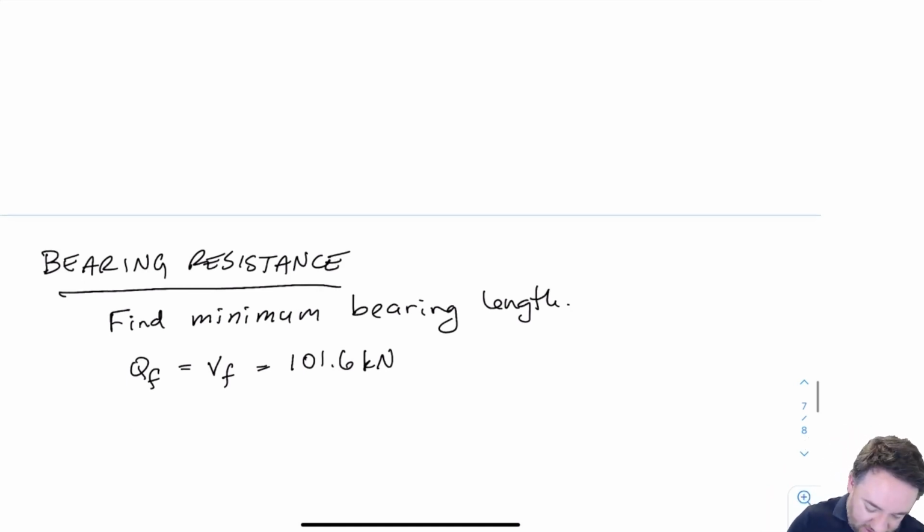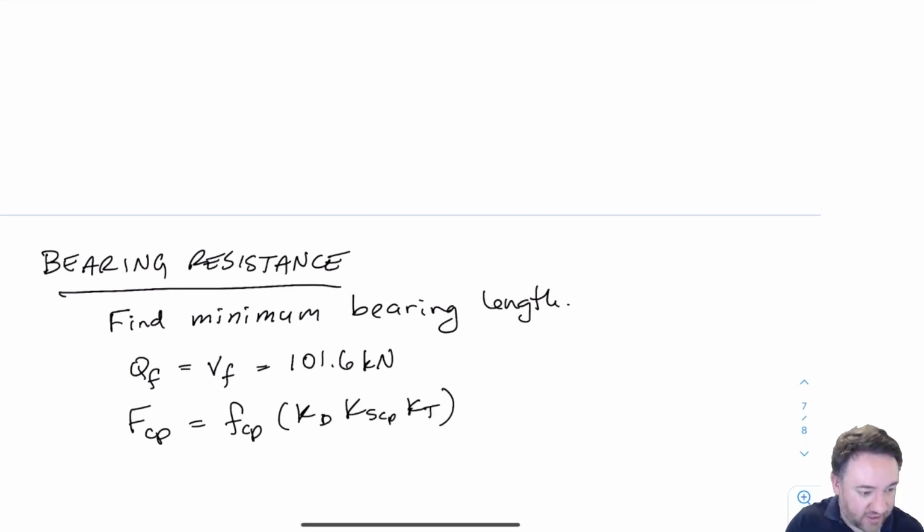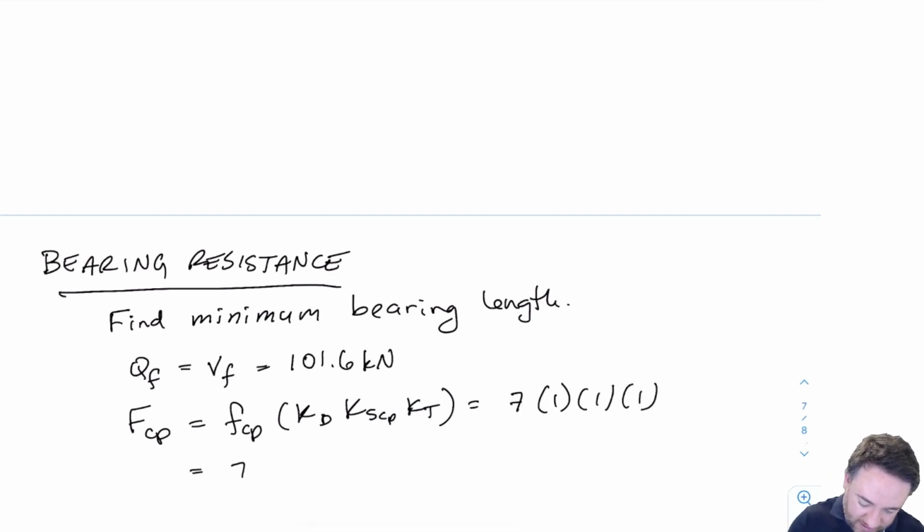Our capital FCP was small FCP times KD times KSCP times KT. I don't have a system factor here, as there's no such thing as a system factor for bearing. And so this is 7 times 1 times 1 times 1, and I get 7.0 MPa.